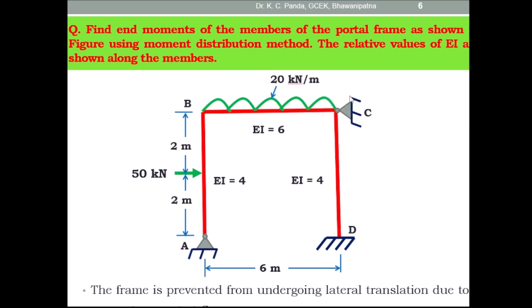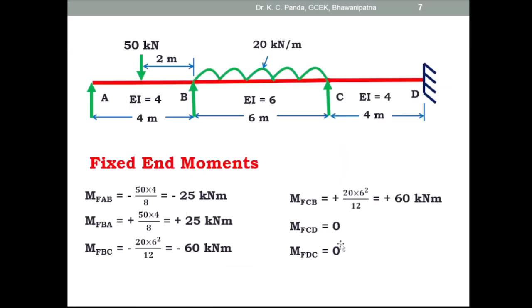You have to treat it as an intermediate support, and A is the end support and D is the end support. End support D is fixed and the end support A is simply supported. When you open the frame, the A support becomes the simply supported and B support becomes the intermediate support and C support becomes the intermediate support and D support is the fixed support. So this is after opening the frame.